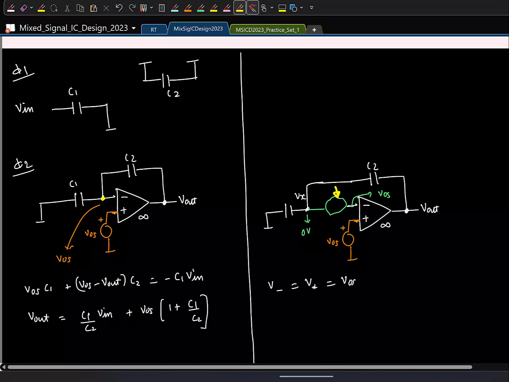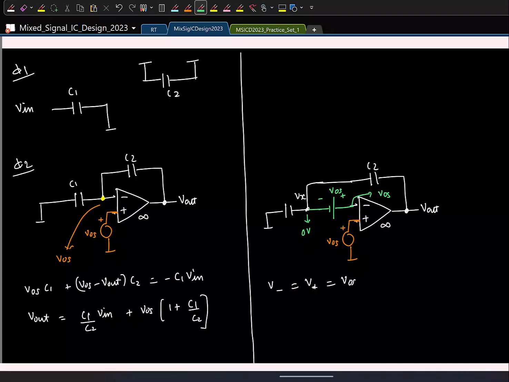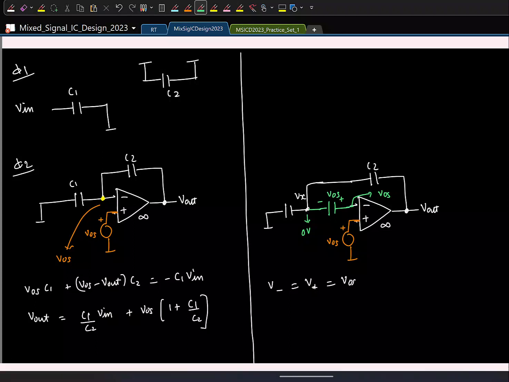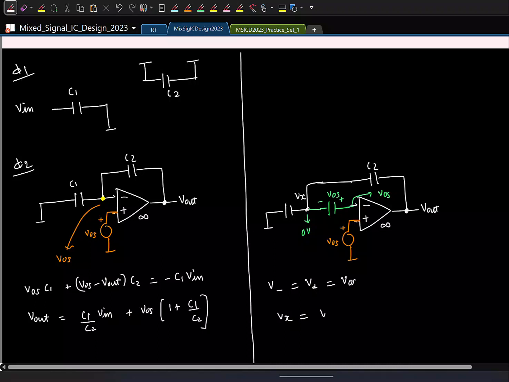Put minus VOS. I just put a voltage source with the right voltage. So in principle, if I put a voltage source like this with a value VOS, Vx will be 0. But of course I don't have voltage sources. What is the next best thing I have? I have a capacitor. I can charge a capacitor to VOS and put it there. If I do this, this should solve the problem. Clear? Vx will tend to 0. Vx is basically the inverting terminal minus the capacitor voltage VOS.